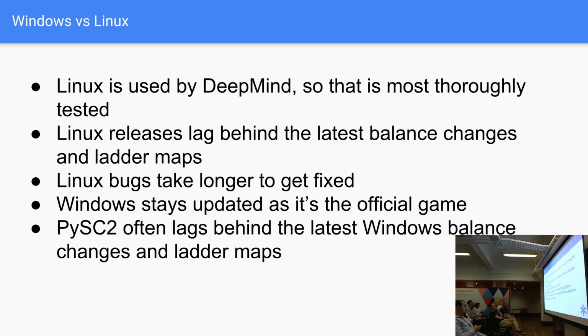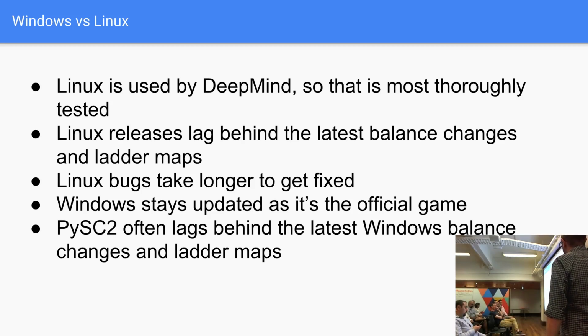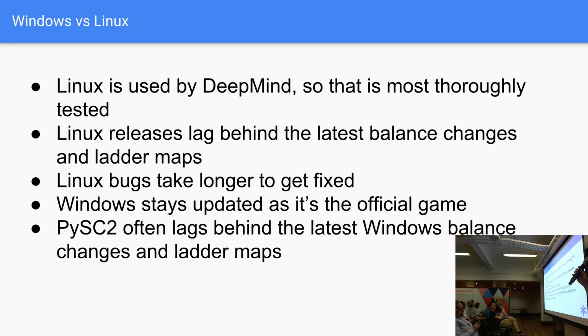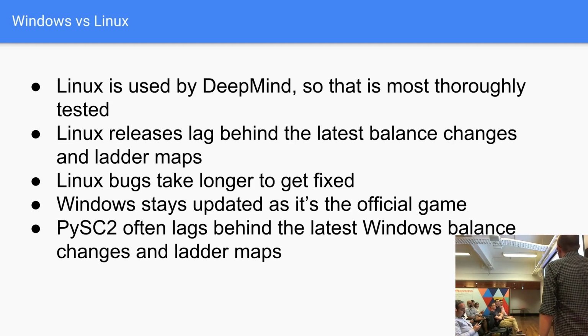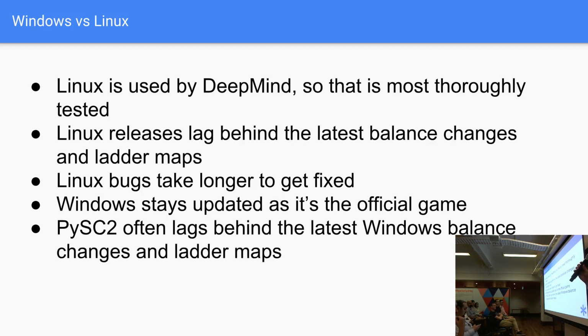One other issue, Windows versus Linux. Linux is used by DeepMind, so they test that all the time. So it's going to be probably the most rigid. However, I use Windows all the time, and I haven't really had any problems running it. In fact, they've had a few more Linux issues than I've had on Windows. One of the problems with Linux is it lags behind. Because they have to go and modify the game and actually release a Linux-specific version for this, they tend to lag behind quite a bit. So you won't get the latest balance patches, and some of the latest maps won't work because they don't have the little piece of the code that they need.